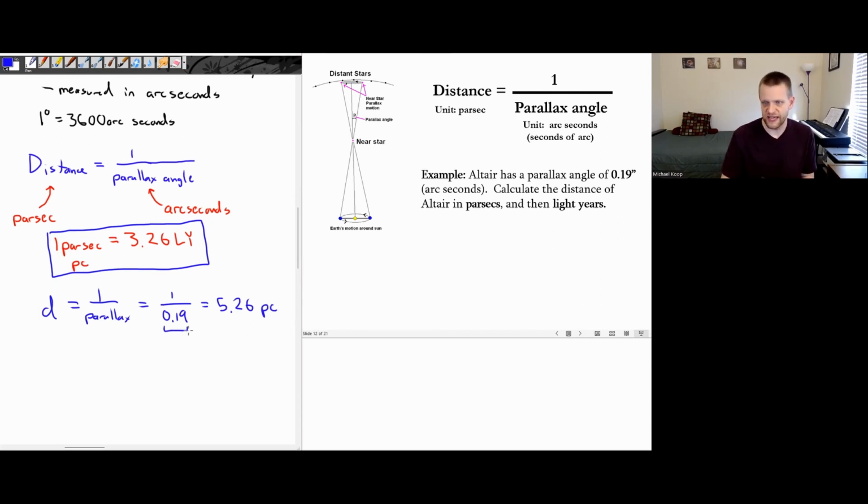Notice that this parallax angle is a little bit smaller than the one that we had in the last example for Sirius. The parallax angle is a little bit smaller, so the distance is a little bit larger. Again, if I want to convert this from parsecs to light years, 5.26 parsecs, 1 parsec is 3.26 light years. When I plug in the number 5.26 times 3.26, I got 17.1 light years.